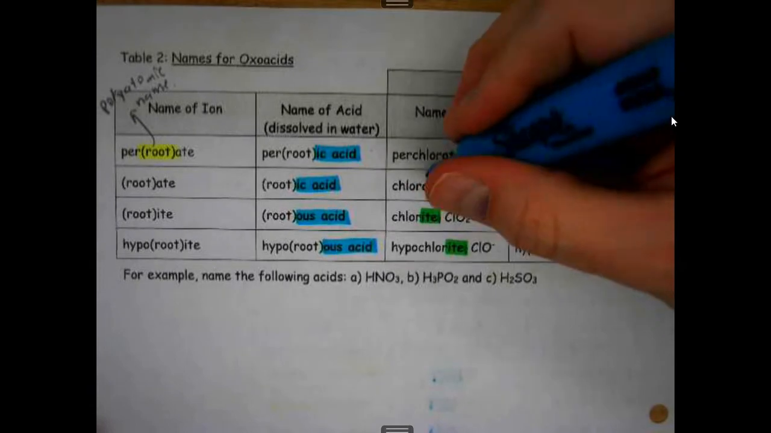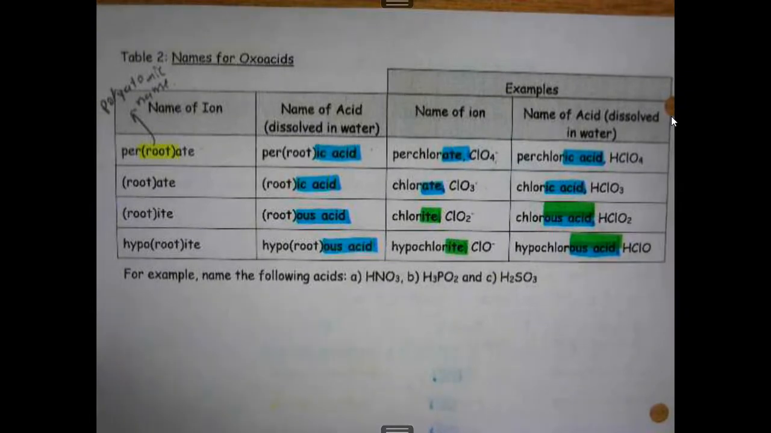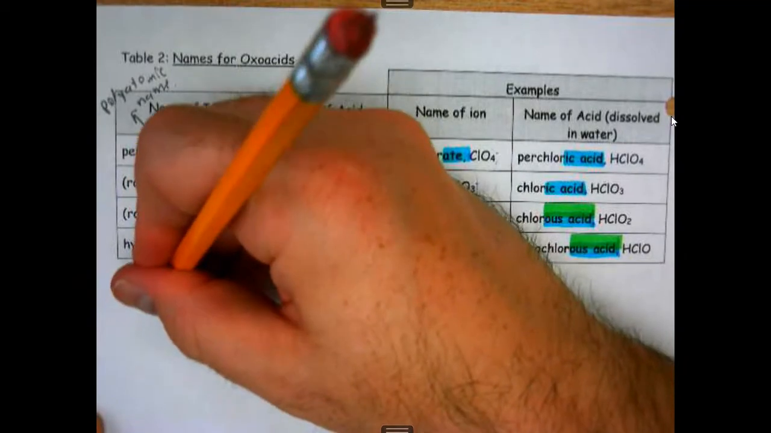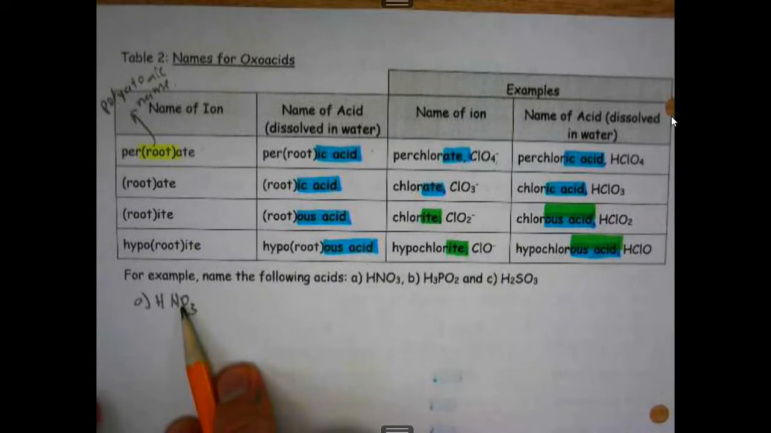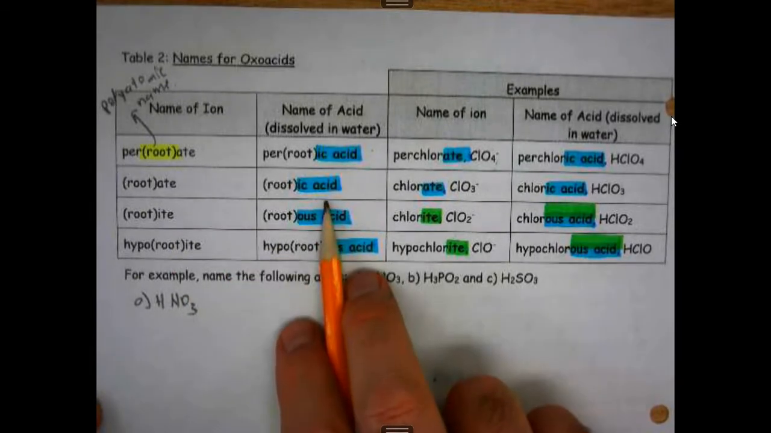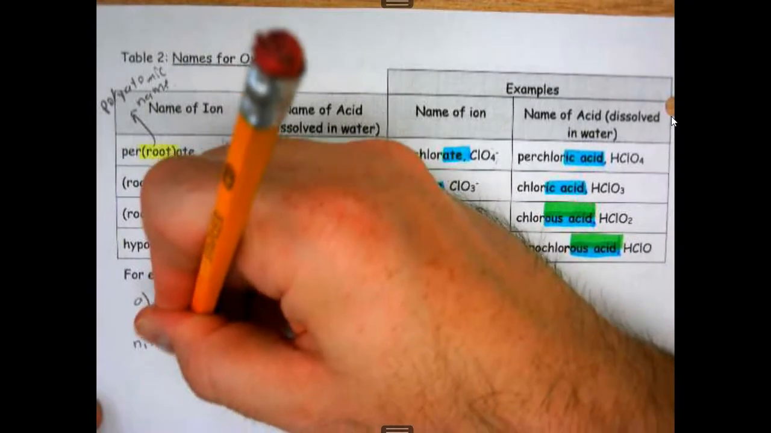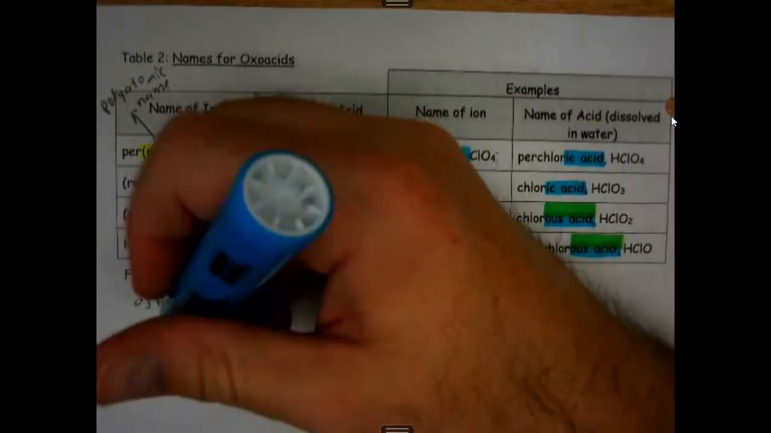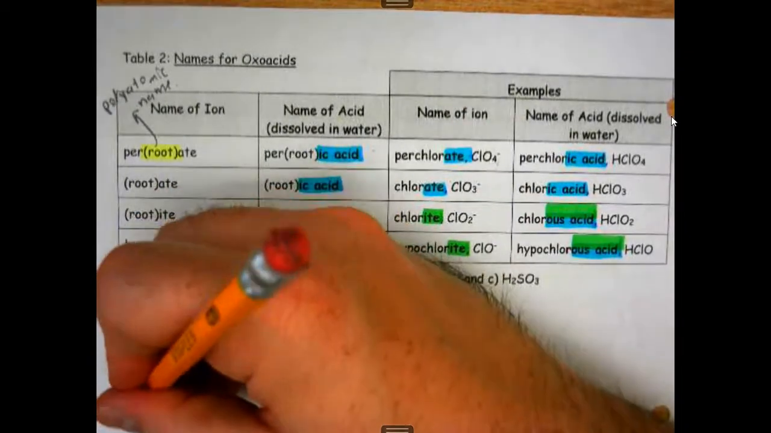And the ates become ic, and ites become ous. So if you had to take this molecule here, HNO3, I'm going to first look at my polyatomic, so it's nitrate. It's the regular version of having 3 oxygens, so I know that it's an ate. So then I just simply change the ate into ic acid. So this would be nitric acid. Remember, it's an ic acid because it was a nitrate.